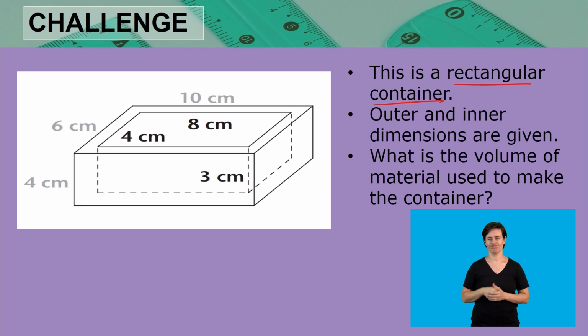So what is the volume of the material used to make the container? This means that we are now going to calculate how thick this container is, because as it is stated there, we have been given the outer dimensions and the inner dimensions. So the thickness of the container, what is the volume of that material used to make this container? I hope you can manage this challenge, but I know you will do well in this challenge.